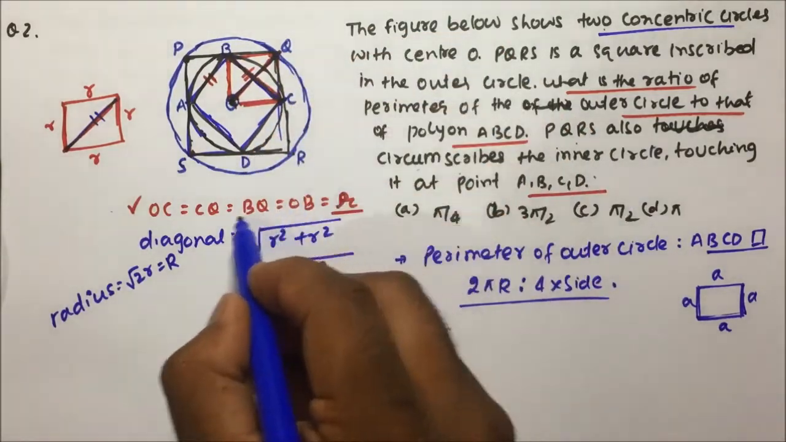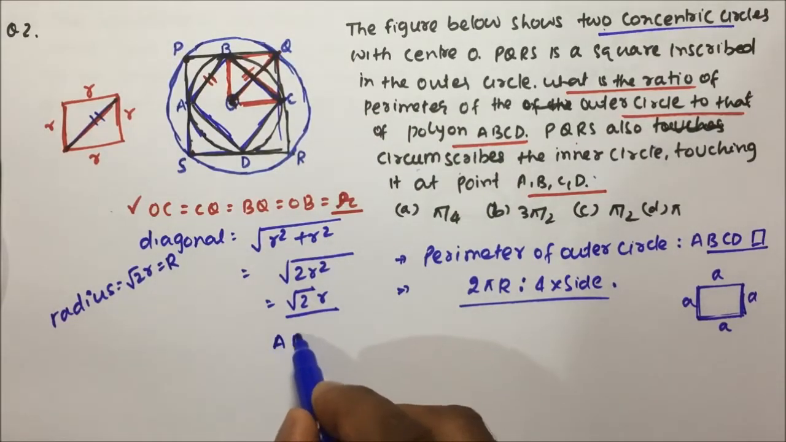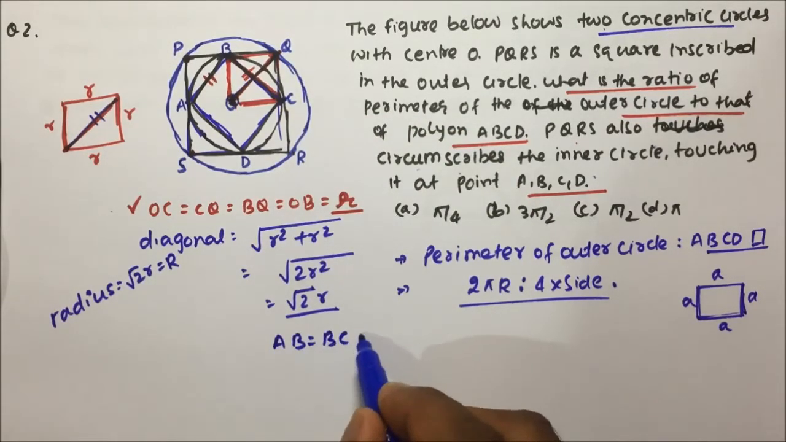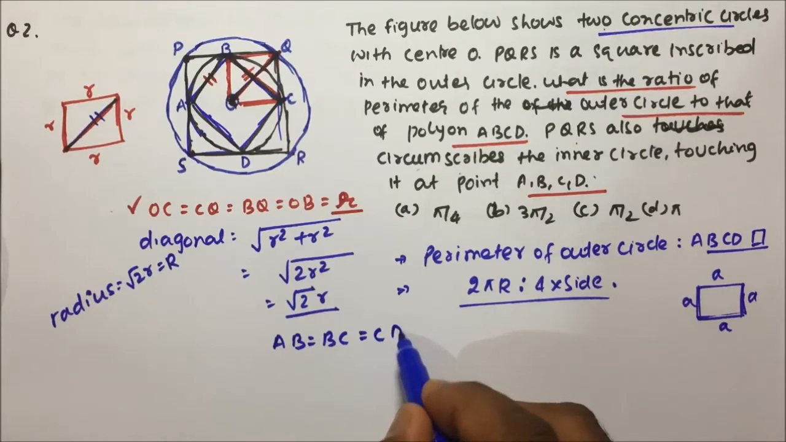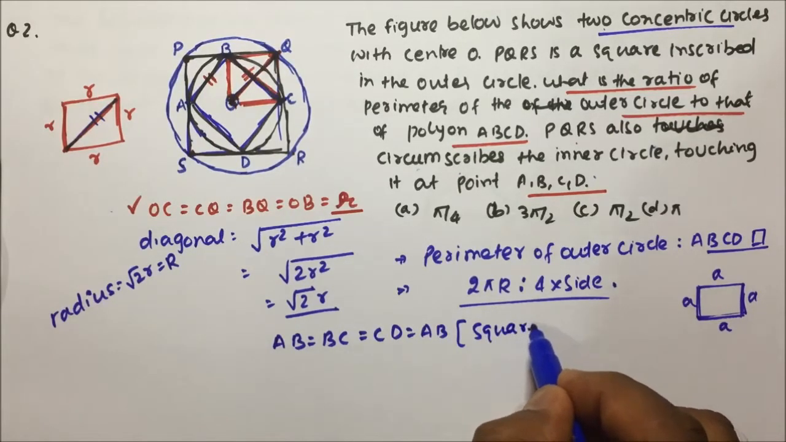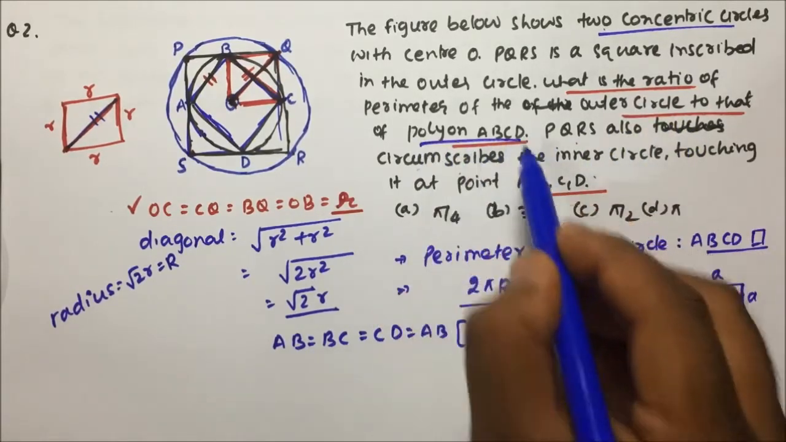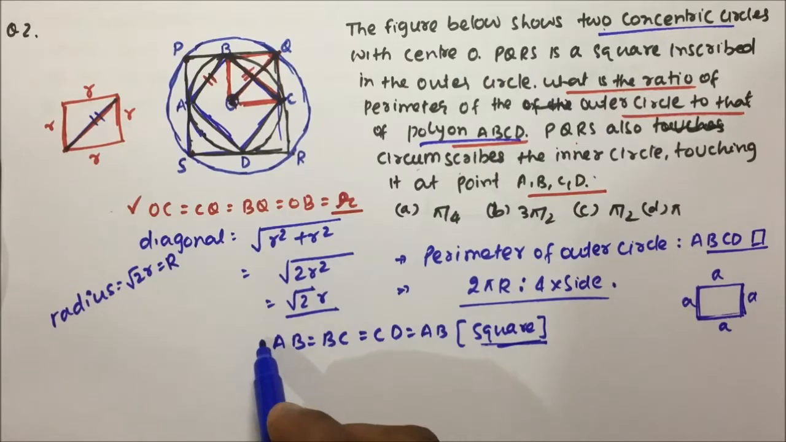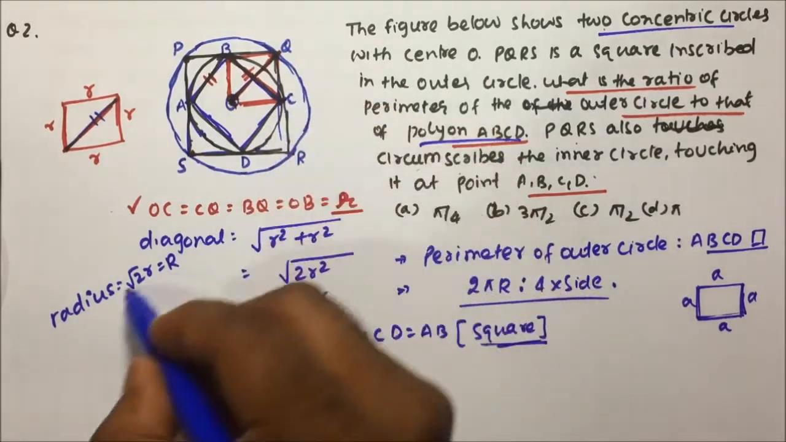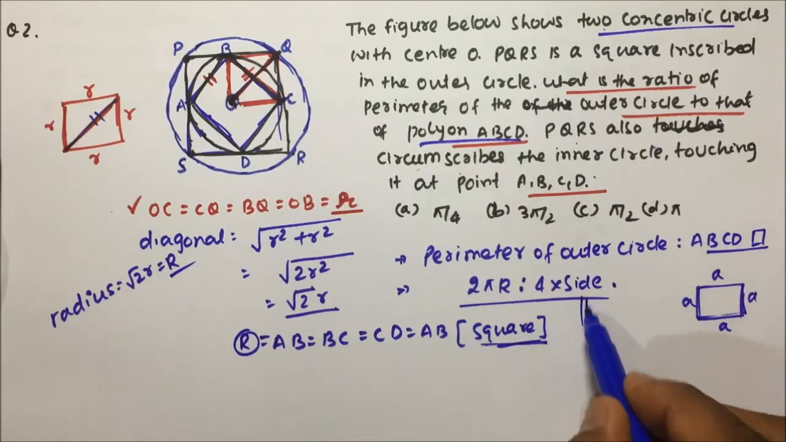So you can see BC. AB is equal to BC is equal to CD is equal to DA, because this is a square, and they have told this is a square. Now if a square is there, then the sides will be the same. So the side is again nothing but root 2 r. So this we have to calculate.